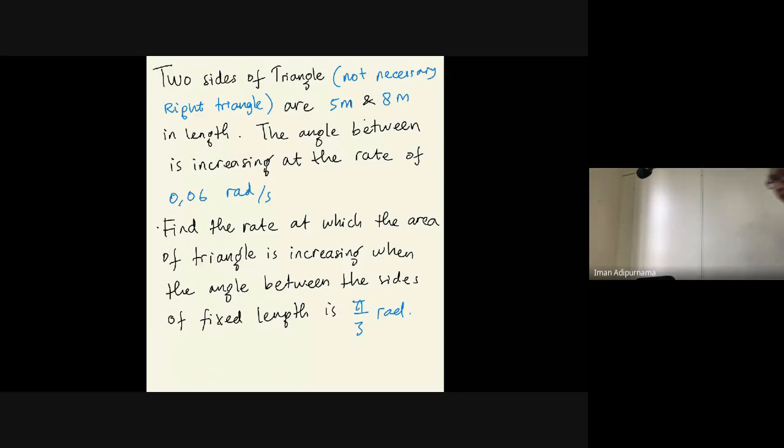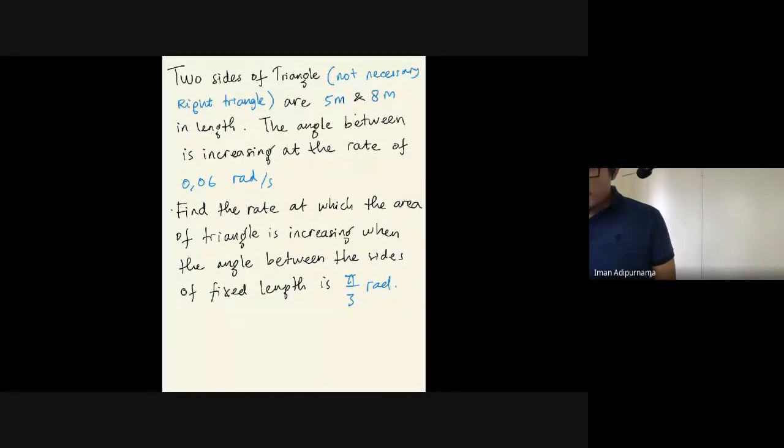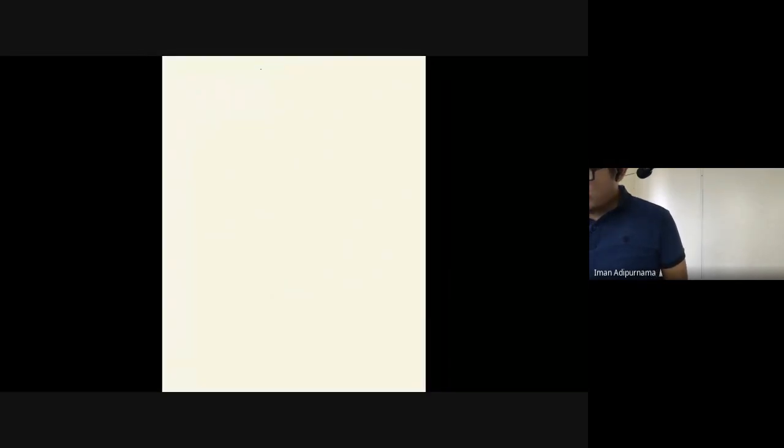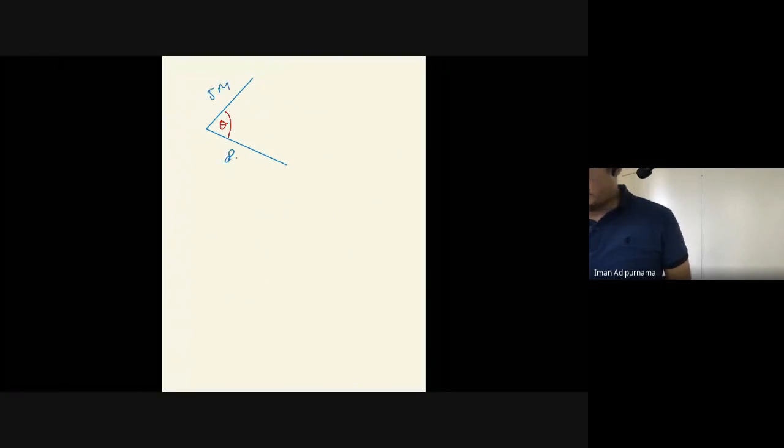Okay, let me explain to you. Two sides of a triangle. Let me draw the two sides of the triangle, and maybe theta here. It's smaller. Okay, so it's 5 meters, it's 8 meters.